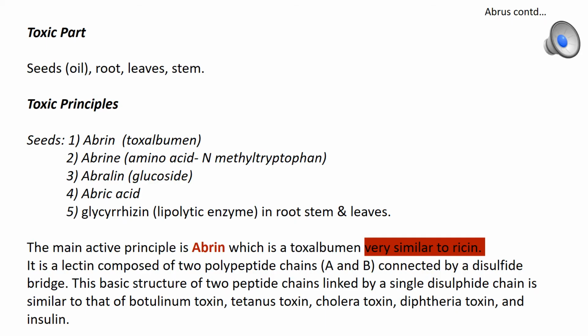The toxic parts are the seed, oil, roots, leaves, and stems. The toxic principle, again, is a toxalbumin. Always remember toxalbumin: abrin, castor, ricin, anything. The rest is not so important. The main active principle is abrin, which is a toxalbumin. The mechanism of action is the same as ricin, with polypeptide A and B chains. Polypeptide A enters the cell with the help of B, binds to the 60S ribosome, then inhibits elongation factor 2 and thereby inhibits protein synthesis, leading to hemolysis, agglutination and cell death.